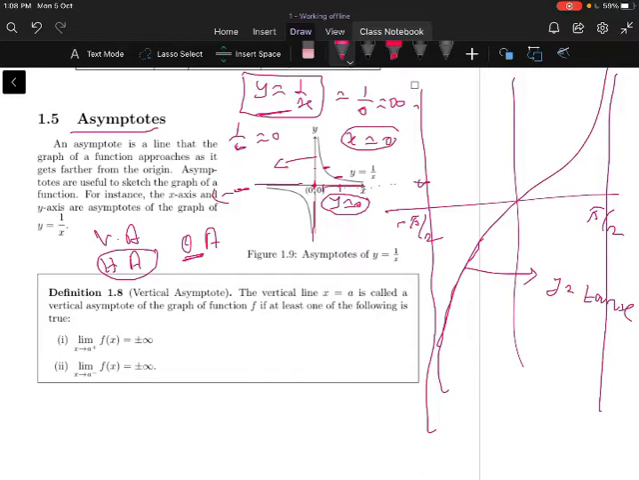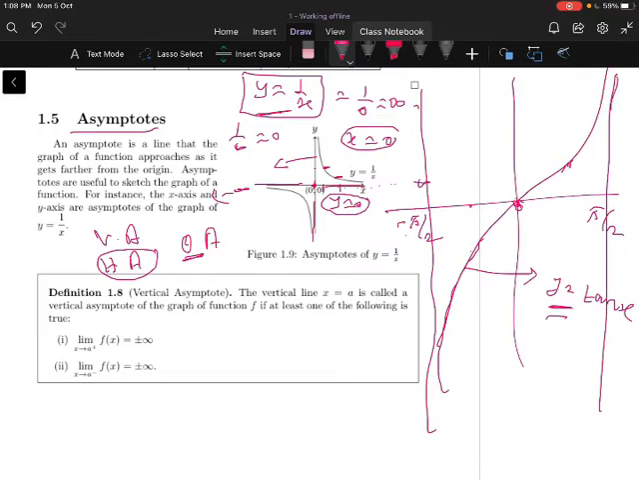Take another example, y is equal to tan x. For the interval minus pi by 2 to plus pi by 2, we can observe that when x is 0, tan 0 is 0. When x is equal to pi by 4, tan pi by 4 is 1, and tan minus pi by 4 is minus 1. When x approaches pi by 2, tan x goes to infinity.